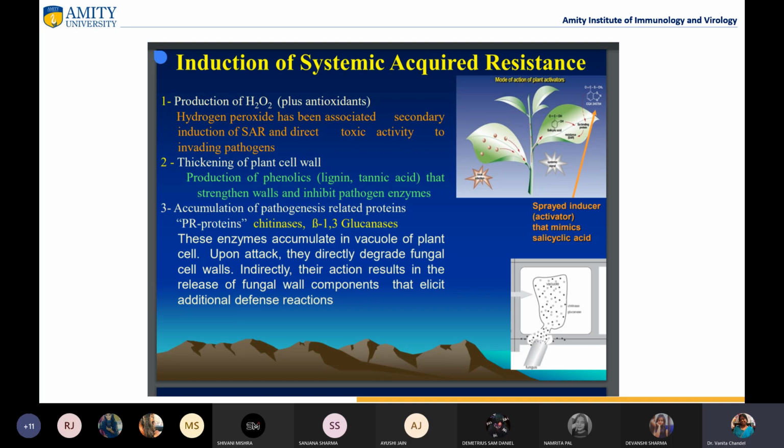Third is the accumulation of pathogenesis-related proteins, or PR proteins, such as chitinases or beta-1,3-glucanases, etc. These enzymes accumulate in the vacuole of the plant cell, and upon attack they directly degrade the fungal cell walls. Their action results in the release of fungal wall components that elicit additional defense reactions in the host plants, right?